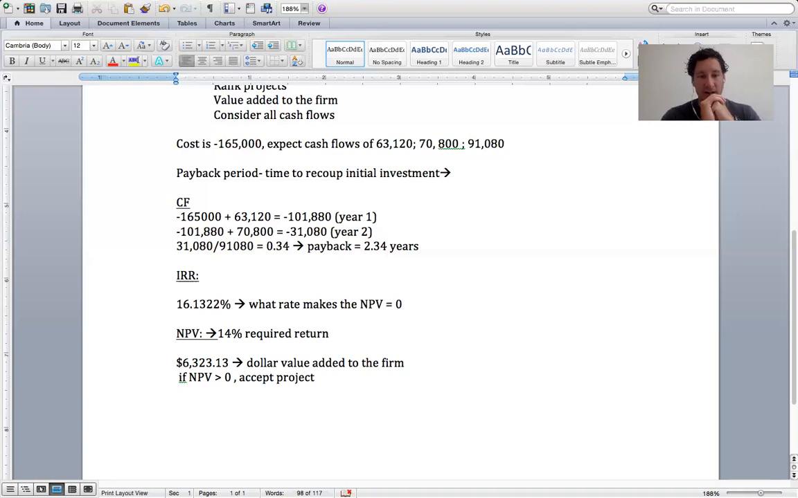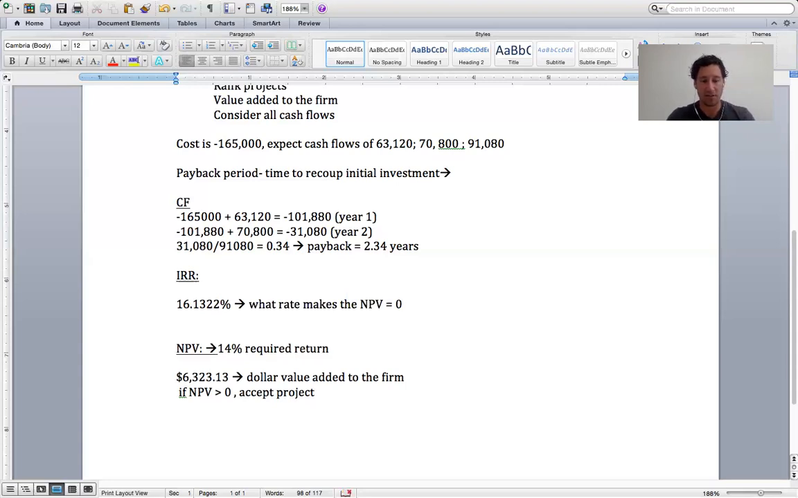So that's the rate you're actually getting that forces NPV equal to 0. If you think through that for a second, if you discount each of these back at a certain rate so that the initial cost offsets those completely and it's 0, what rate does that? What rate forces NPV to 0? So the criteria for this: if IRR is greater than required return, then we would accept.